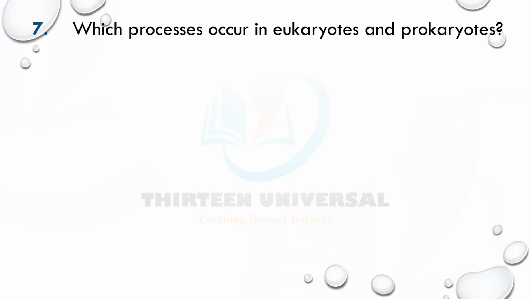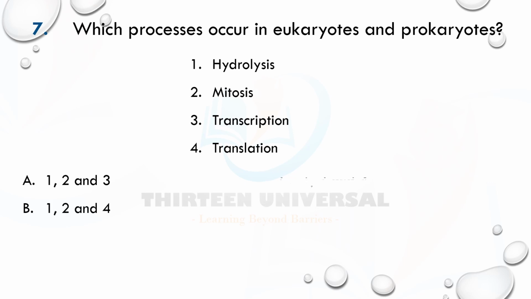Which processes occur in eukaryotes and prokaryotes? Hydrolysis, mitosis, transcription, translation. Which one is the answer, guys? So mitosis does not occur. That's the only thing that doesn't occur in prokaryotes.